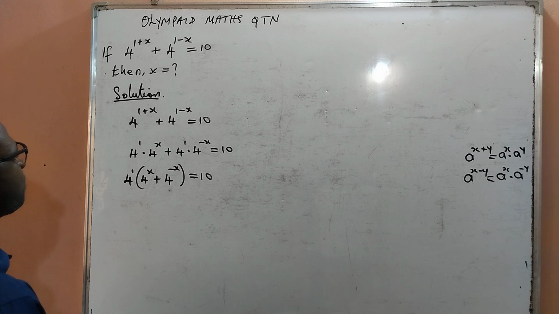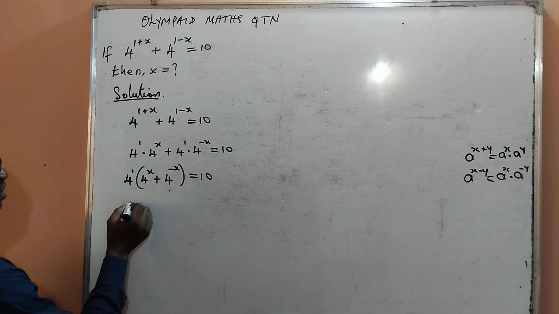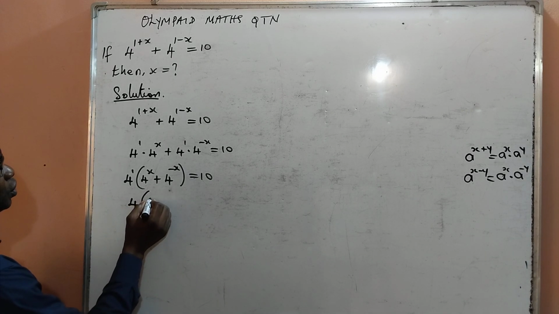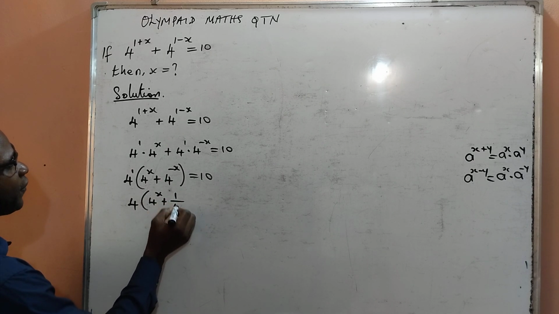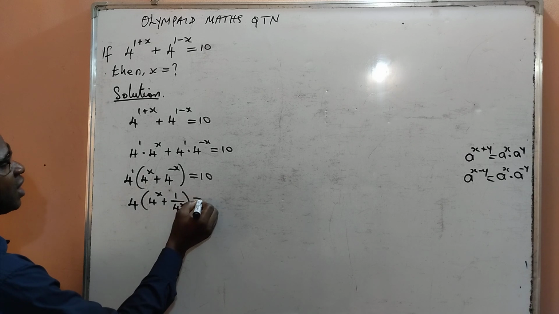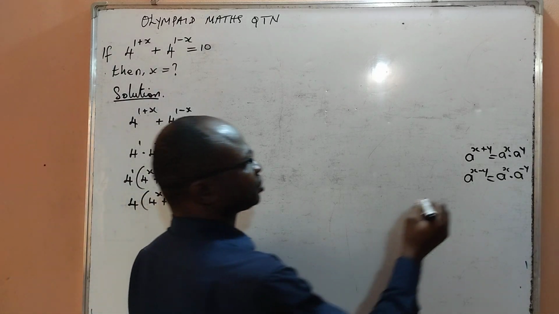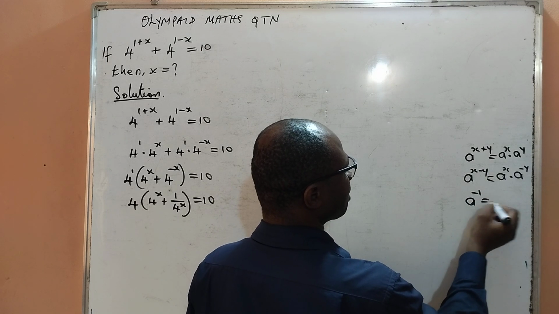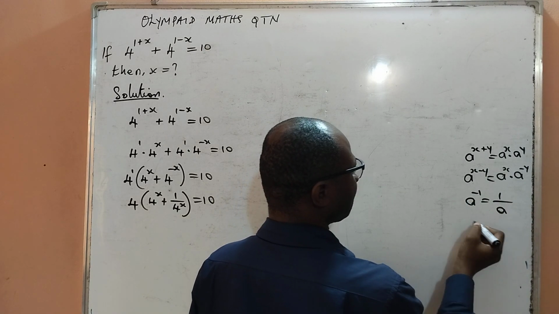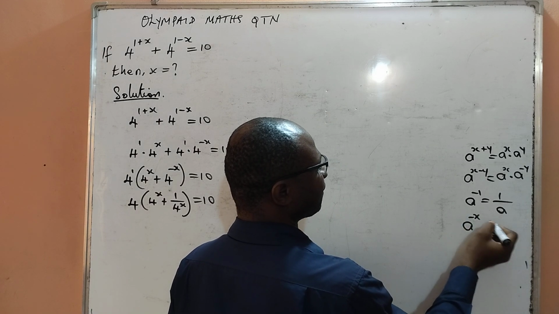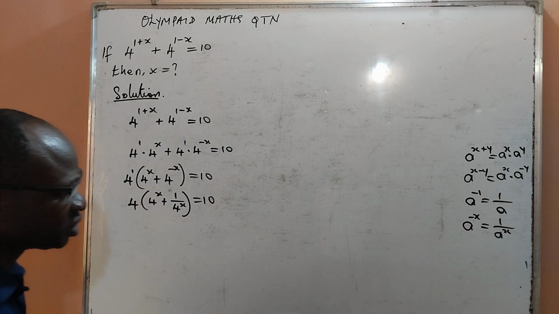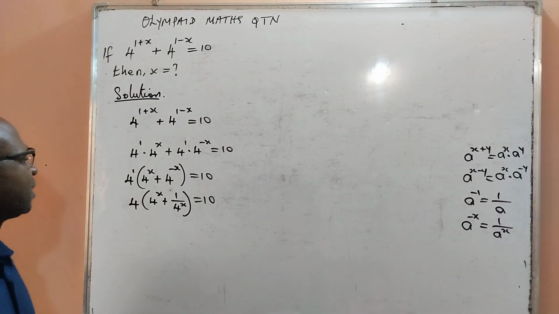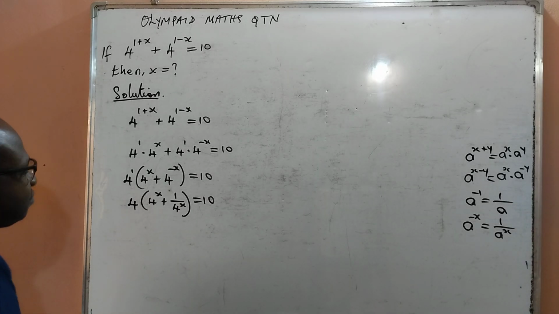At this point, I can say that it is the same thing as 4 into 4 to the power of x plus 1 all over 4 to the power of x, everything equal to 10. Note that a to the power of negative 1 is equal to 1 all over a. A to the power of negative x is equal to 1 all over a to the power of x. This is called negative power indices. There is a law that controls that.